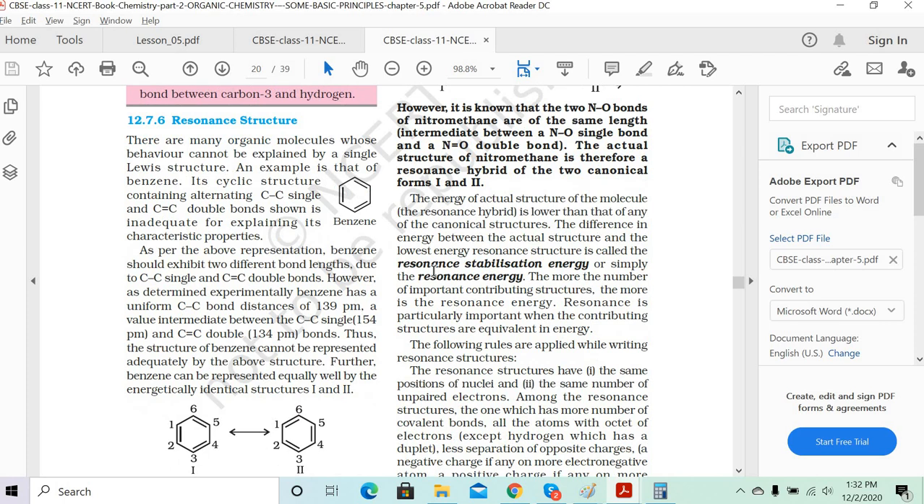Yes, sir. Good. So the energy of the actual structure of the molecule, the resonance hybrid, is lower than that of any other canonical structure. The difference in energy between the actual structure and the lowest energy resonance structure is called the resonance stabilization energy, or simply the resonance energy.